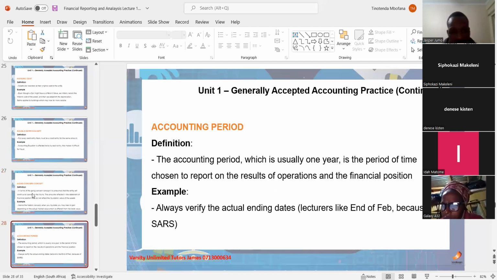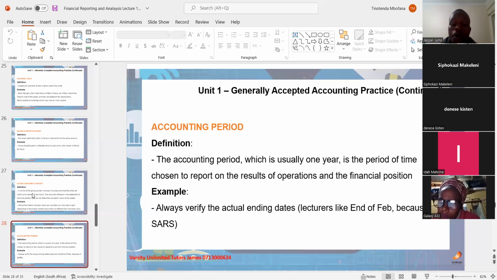Next one, accounting period. Now, this one is straightforward. When you're doing your accounts, you have to highlight what the period is, right? If it's a balance sheet, give us the day of the balance sheet, 31 December 2020. If it is a statement of comprehensive income, give us the period. Is it for 1 year? Is it for 3 months? Is it for 1 month?